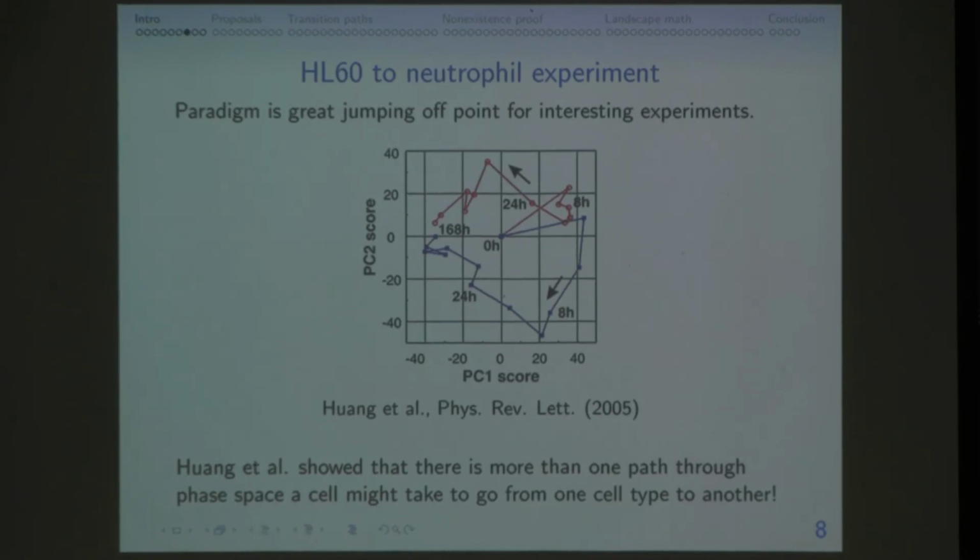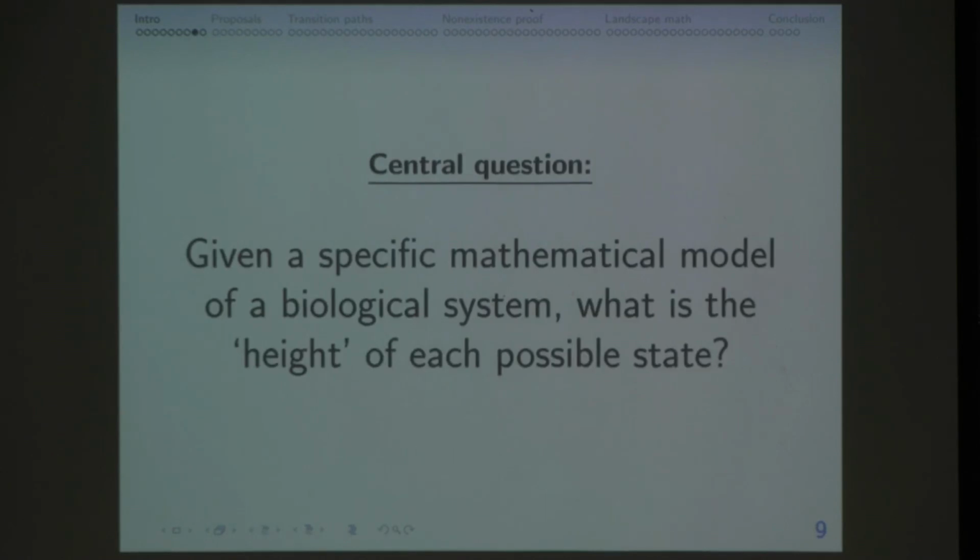But still, it would be nice to make it more precise. And so the central question that I care about for the purposes of this talk is, if you give me a specific mathematical model of some sort of biological system, like a gene regulatory network or something, what is the height associated with each state in that model? If you give me a model, can I construct the surface associated with that model?